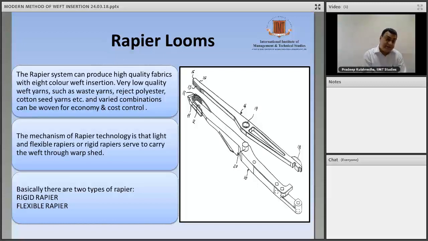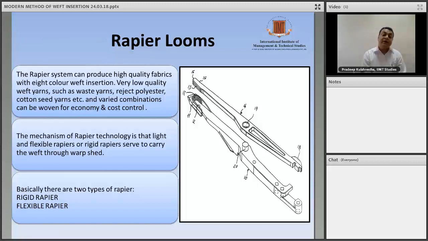In these rapier looms, actually, there are two grippers. One gives the weft yarn, and the other takes the weft yarn in the shed. And there are two types: one is flexible and one is rigid. Suppose we have to make light fabrics like shirting, like sari, dress material, or bed sheets, any aesthetic fabric, we have to choose the flexible rapier machine, even though it takes more floor space.